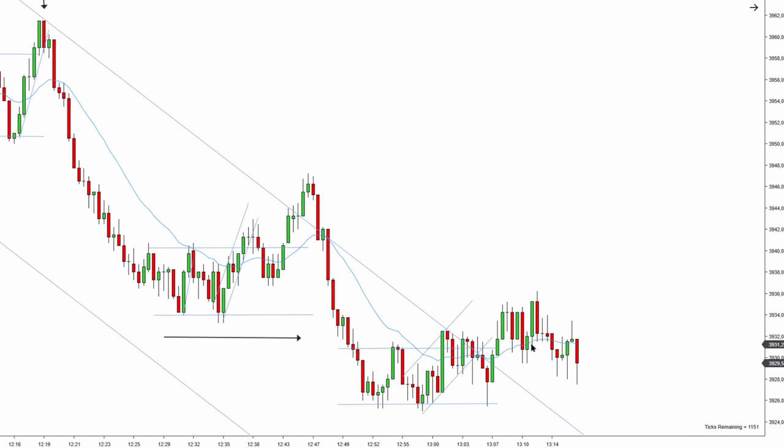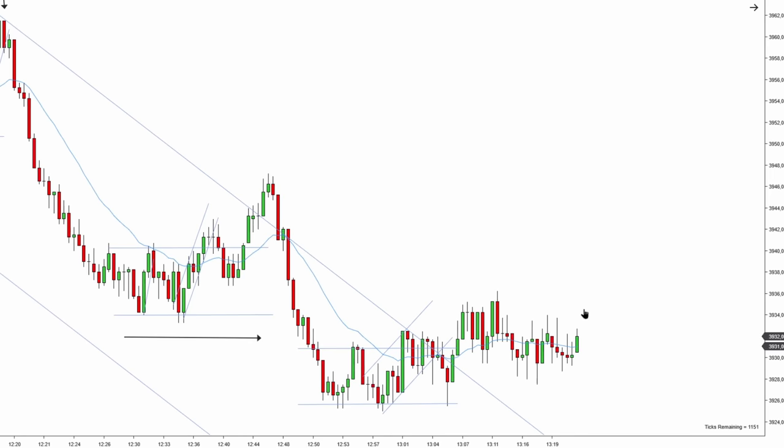Notice how stacked this is. You have a lot of flat EMA. This is completely flat at this point. This is no trade zone. And you can see prices are working higher. So I'm going to zoom out.